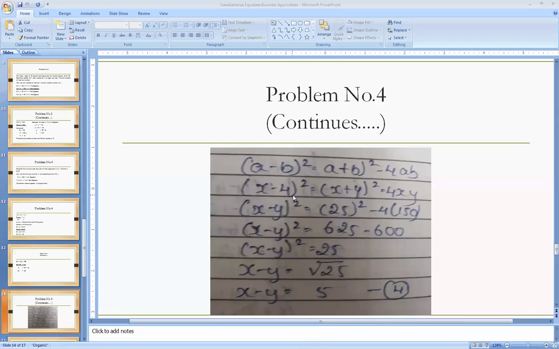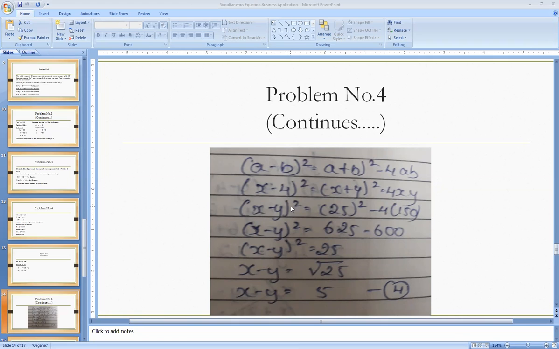So here we have substituted the values: in place of a we have written x, in place of b we have written y. (x minus y) whole square is nothing but (x plus y) whole square minus 4xy. This formula can be used to substitute the values to calculate the values of x and y.